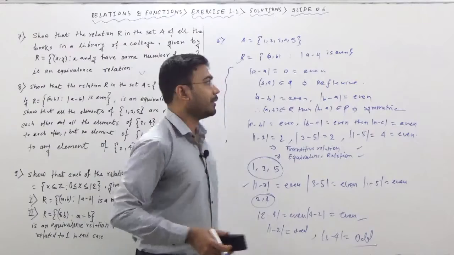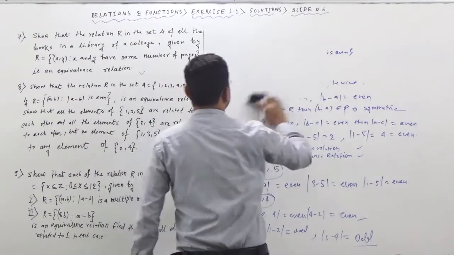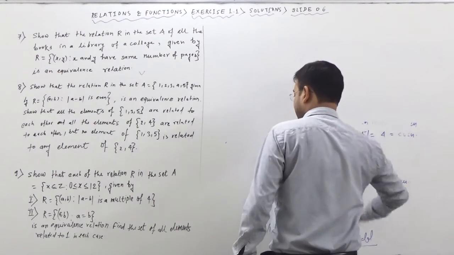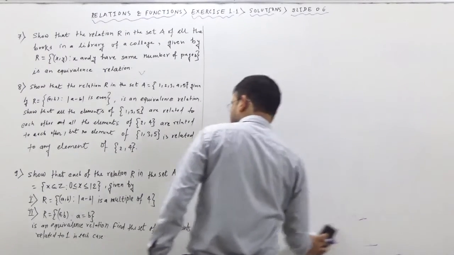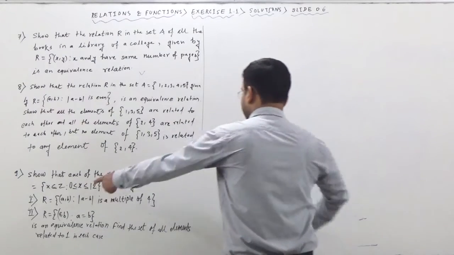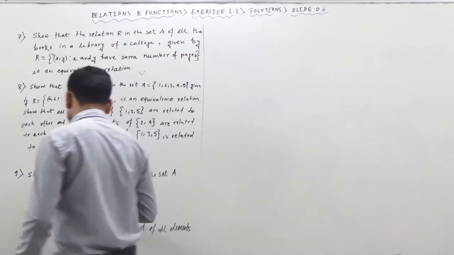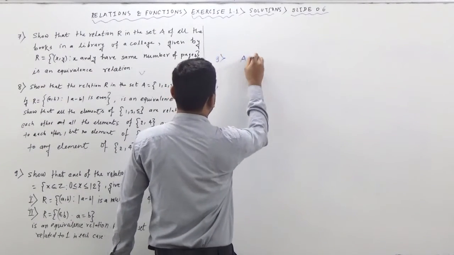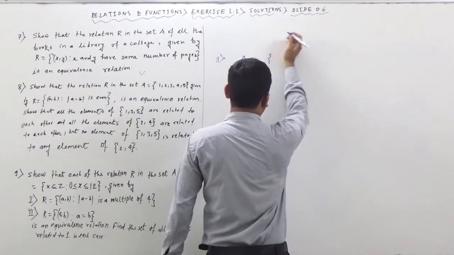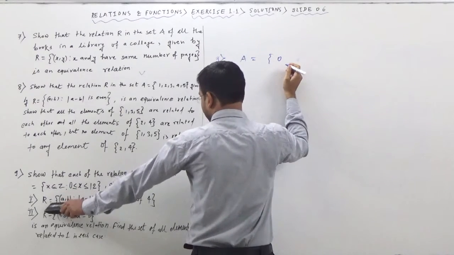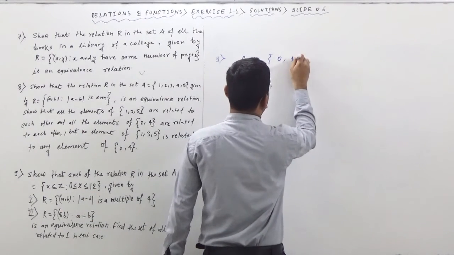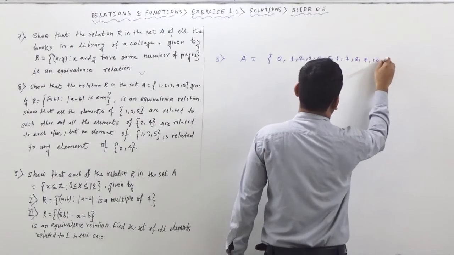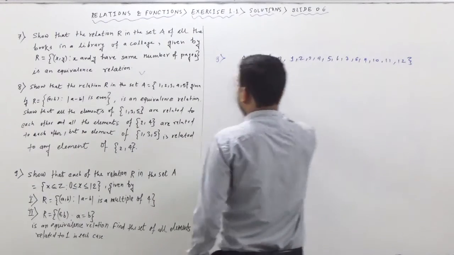We'll take now question number 9. Question number 9, what it says, have a look at this. Show that each relation R in set A, where set A is defined in this way: x belongs to integers and x is greater than or equal to 0 and less than or equal to 12. Matlab, what we have in set A is, since it is an integer and you can take even 0, it will start from 0, 1, 2, 3, 4, 5, 6, 7, 8, 9, 10, 11 and 12. This is the set A we have.